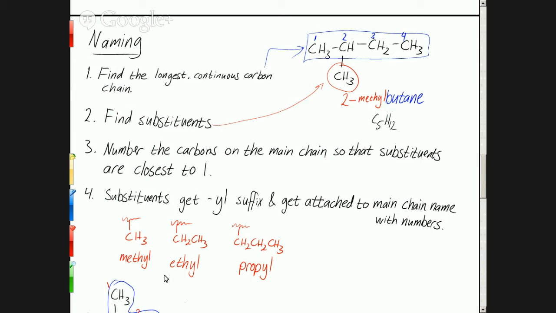Okay, how are we going to number this chain then? Starting left to right, so that these go on number 2. If we started and went right to left, then these substituents would be on number 3. So that would not be quite as good.